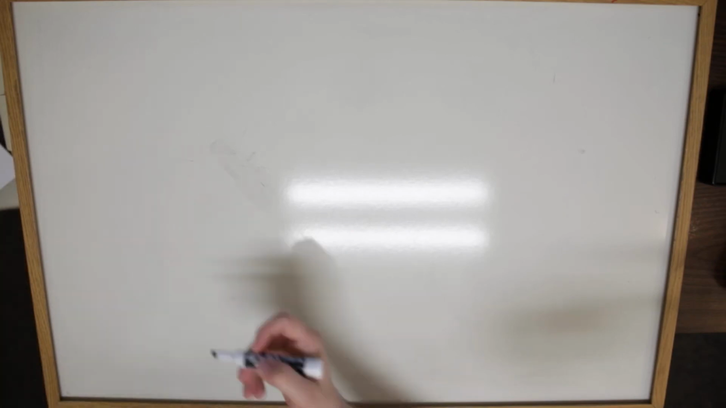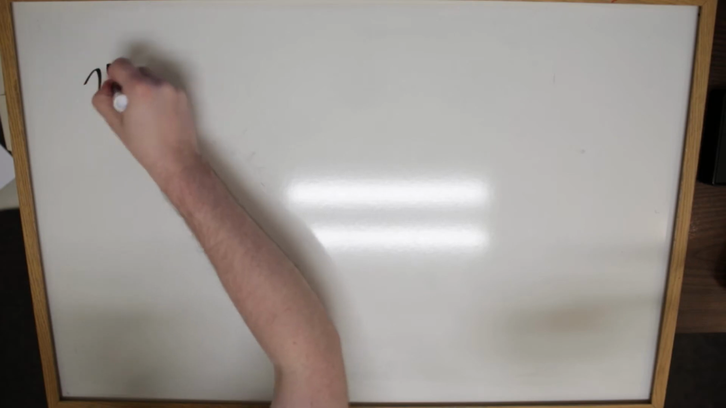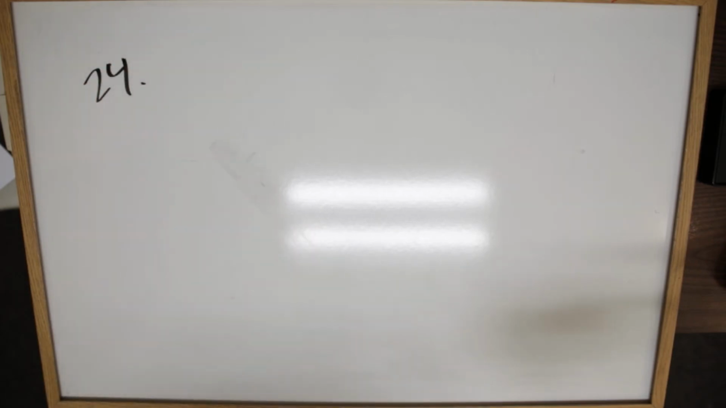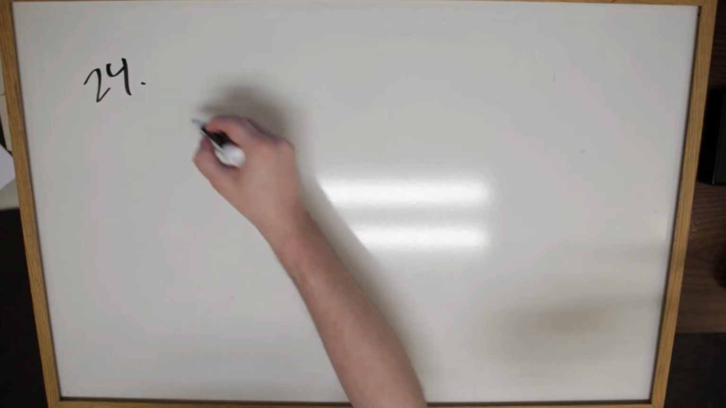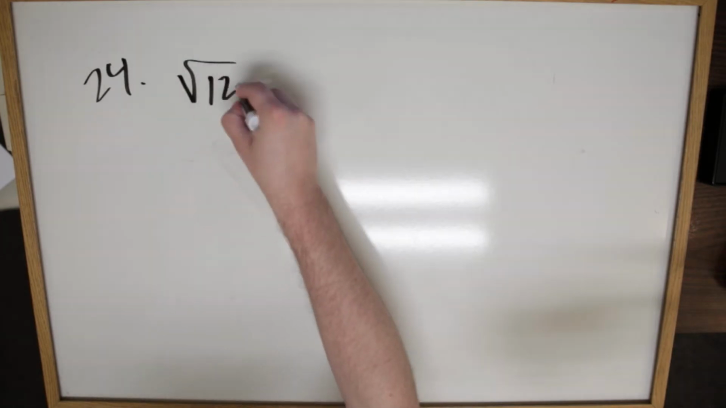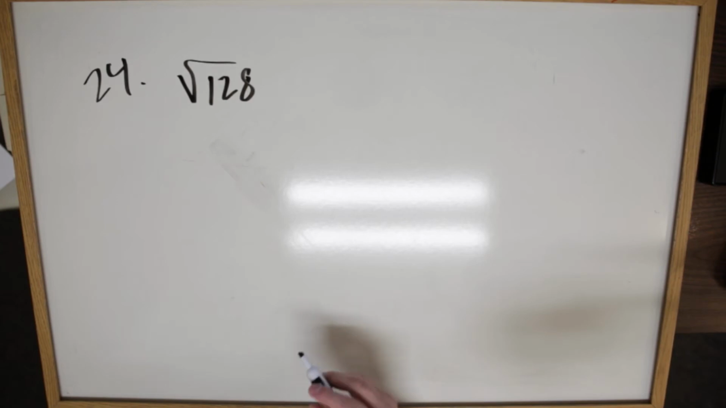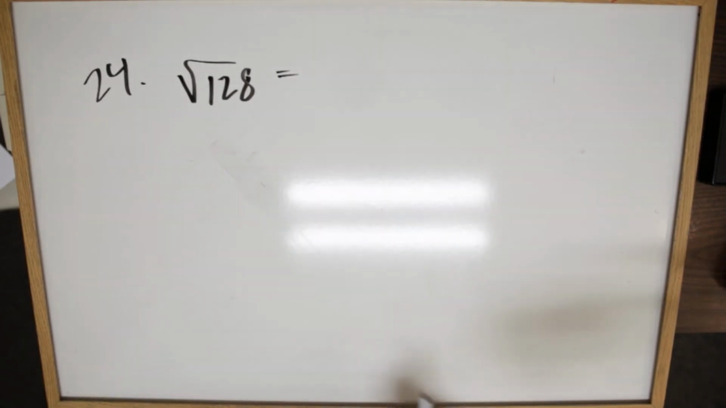So let's go ahead and switch to the board. I've got a few problems. Let's go ahead and take a look at number 24. Okay. Question number 24 is the square root of 128. And this right here is going to be the same thing.